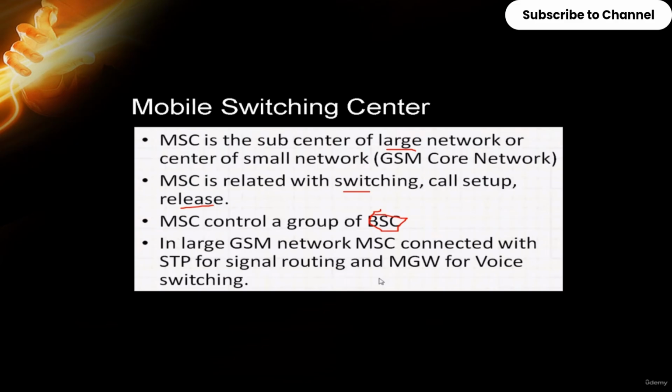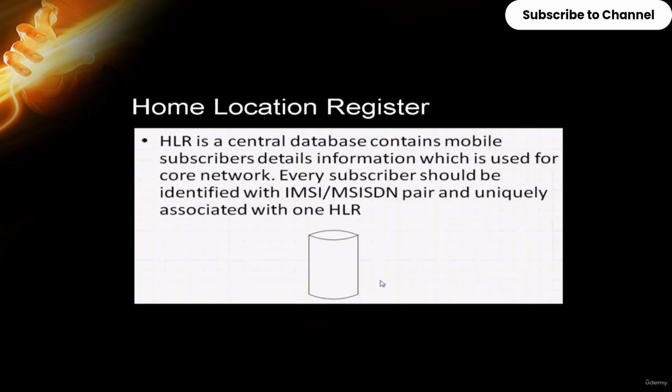When we are operating in a large GSM network, this mobile switching center is connected with the STP, that is the signal transfer point, which is used to route the signals, and the media gateway for voice switching. So the mobile switching center plays a major role in routing and switching the data. And next is the home location register.